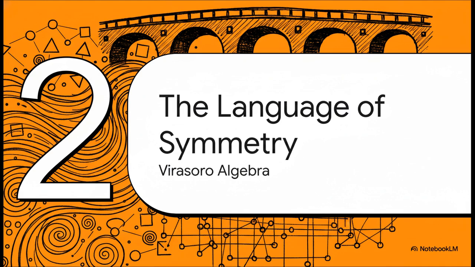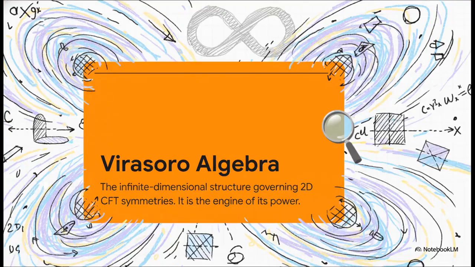So to really understand this bridge he built, we first have to learn the native tongue of conformal field theory. And that language is all about its incredible infinite symmetry, which is all wrapped up in one amazing mathematical structure. And that structure is called the Virasoro algebra. You can't overstate its importance. It is the absolute engine of two-dimensional CFT. If you understand the rules of this algebra, you unlock the whole theory. It's the key to everything that's about to happen in this paper.